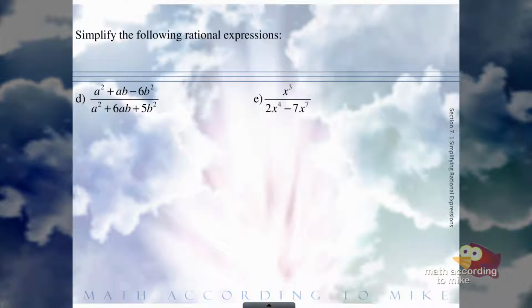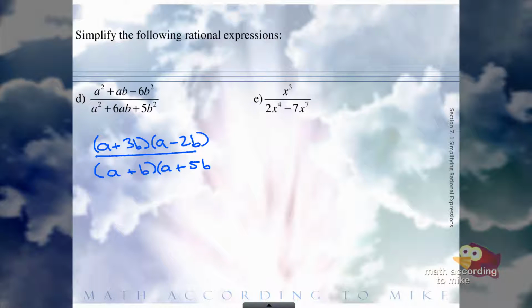Part D, let's factor. In the numerator, that would factor as a plus 3b times a minus 2b. Downstairs, we would have a plus b and a plus 5b. Since there are no common factors in the numerator and denominator, the original fraction in black there is already considered reduced. We did all that work for fun.